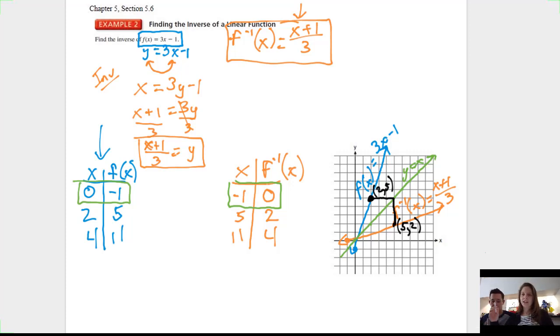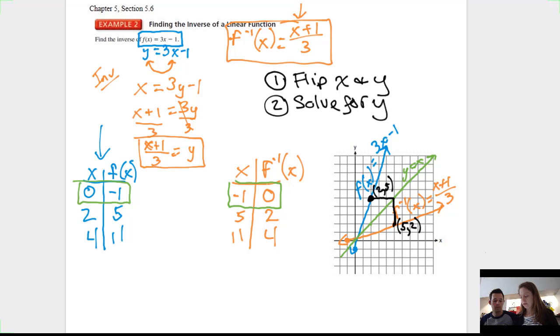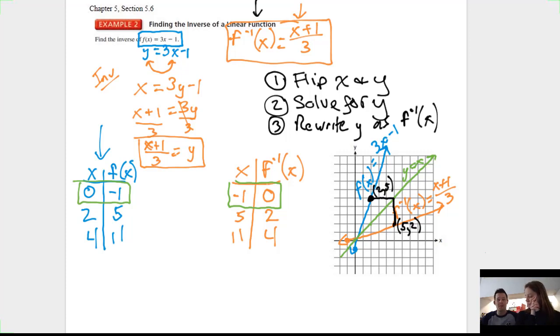So in essence, when you have to find the inverse, you're going to do it a lot for equations during class. But one, you flip x and y. And then the second thing is you solve for y. And then you found the inverse. I would add a third step, which is to rewrite it in function notation as f inverse of x, because you want to be very clear that this is a different function that you found.